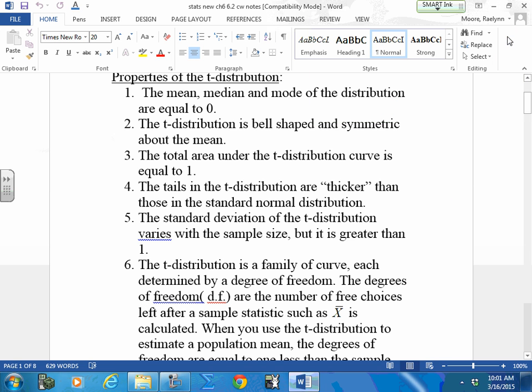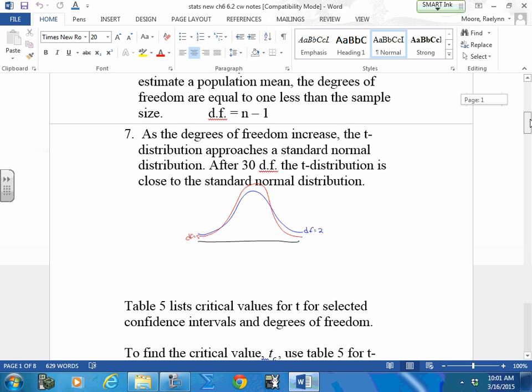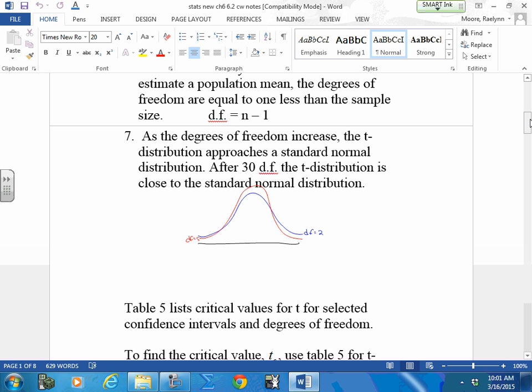Will these look much different? No. These are your graphs, and the shape of it stays the same, but it gets a little bit narrower each time the degrees of freedom increases. And after it hits 30, it's the closest to your normal curve. That's why 30 is our cutoff.